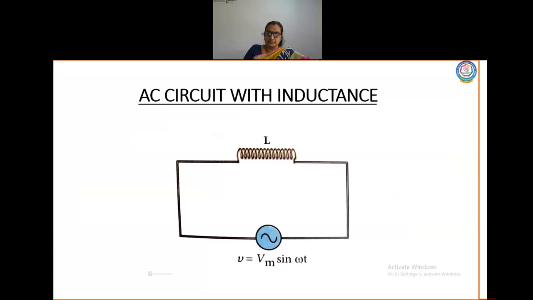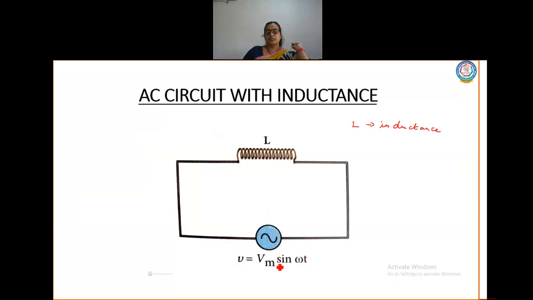Now this is the circuit diagram where an inductor of inductance L. So L represents the inductance value of an inductor. Now this is connected to an alternating voltage source. To this you connect an inductor of inductance L. Okay, so when such a connection is made, now what is this?